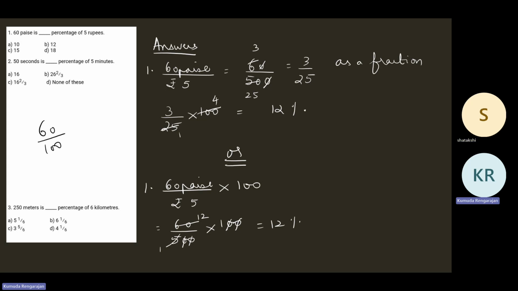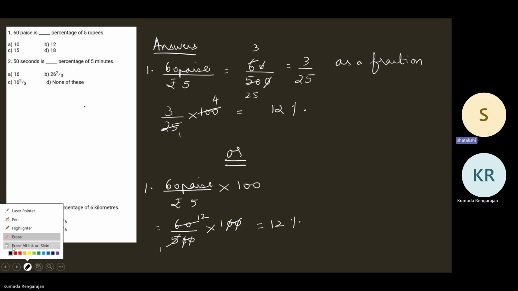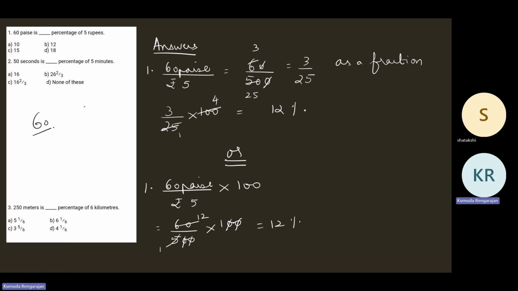See, when can you write 60 by 100? When it is 60%. 60% only means 60 by 100. We cannot simply write 60 by 100. 60% is written as 60 by 100. So that's the first mistake. But you wrote 60 by 100 into 500. Okay. So 60 by 100 into 500, you're getting 300.